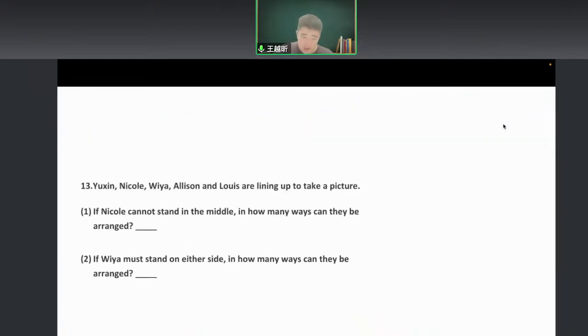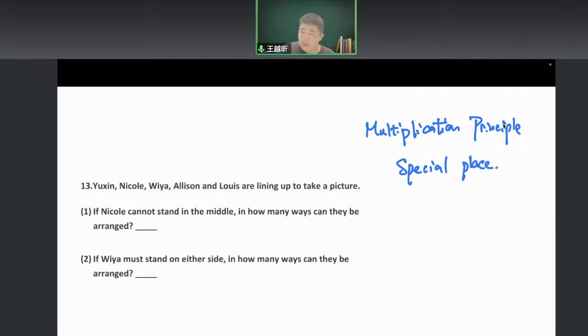This one is about the multiplication principle. For this type of question, we always start with the special place. In the first question, which one is the special place? It's the middle place, so we start with the middle place.